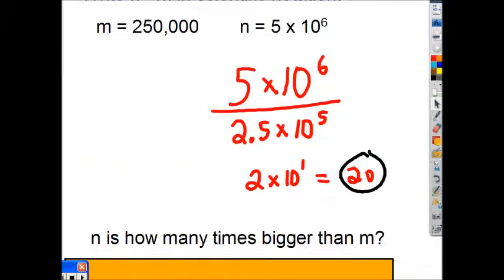Now for this one, I think it was actually easier to write each thing in scientific notation. When you're trying to figure out how many times bigger, you will divide. So the big number divided by the little. And watch how easy this is. Since this is all multiplication, I can kind of split it up. 5 divided by 2.5 is 2. And then 10 to the 6 divided by 10 to the 5, I can just subtract my exponents and get 10 to the 1. So what does this equal? 20, the answer.